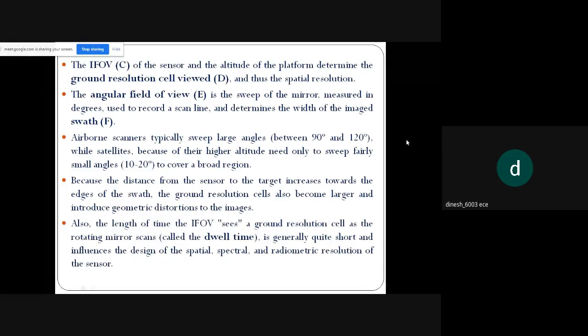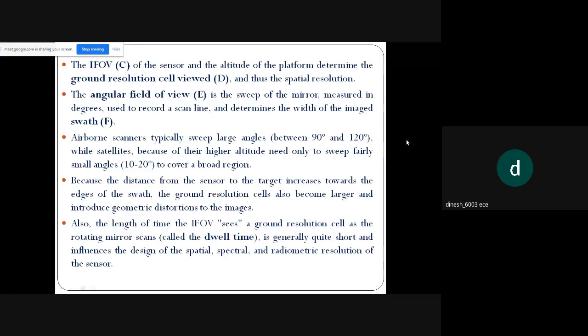The angular field of view is a sweep of the mirror that is measured in degrees, which records a scan line and determines the width of the imaged swath, which is your F.